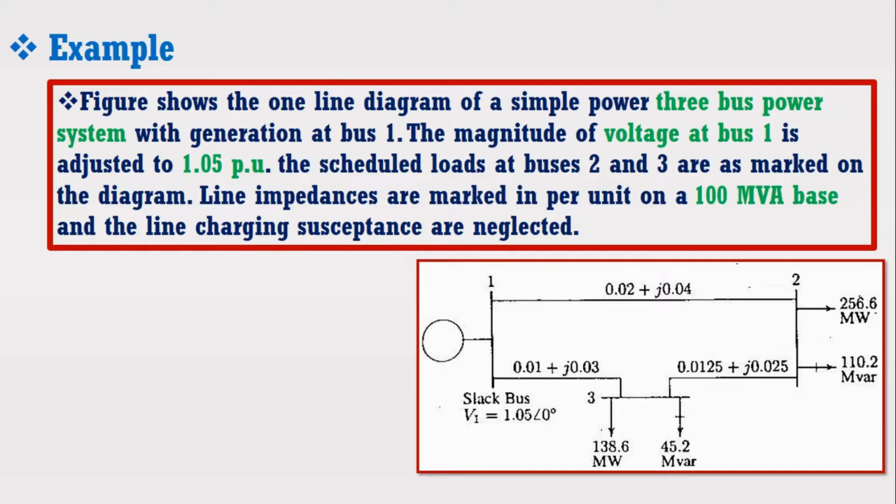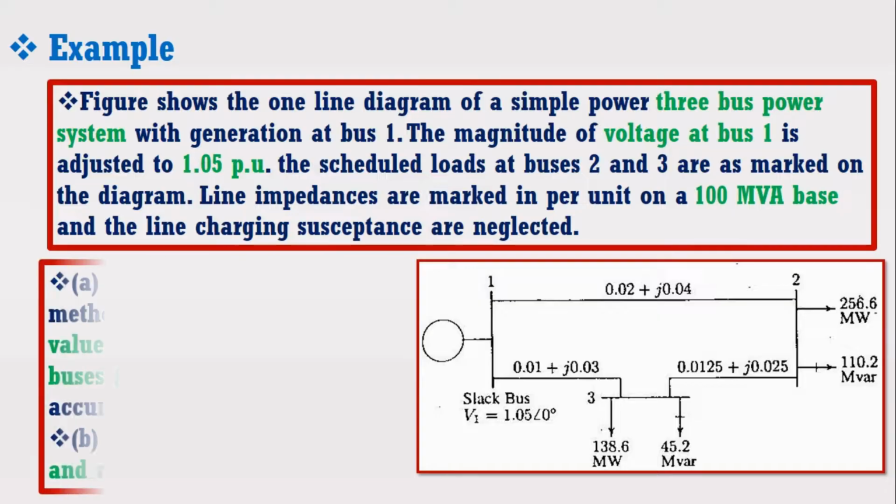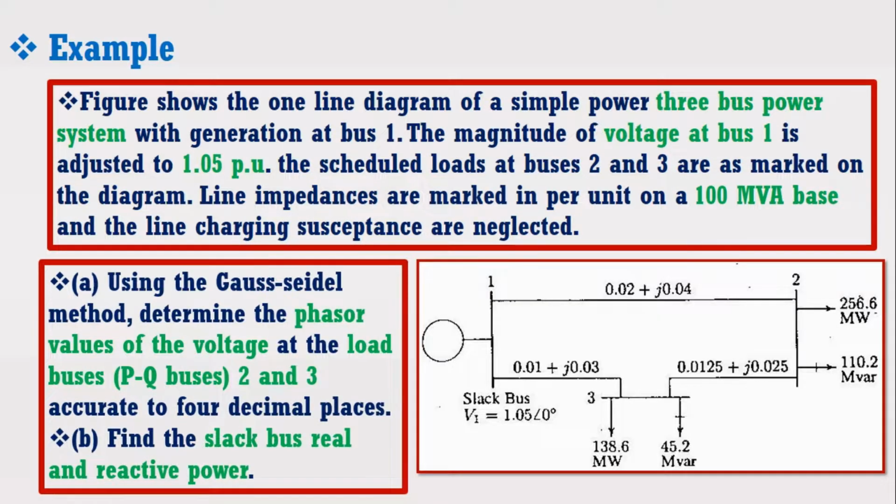Among 3 buses, bus 1 is slack bus, whereas bus 2 and bus 3 are PQ buses consisting of loads. Using the Gauss Seidel method, determine the phasor values of the voltage at the load buses 2 and 3 accurate to 4 decimal places. And we have to find the slack bus real and reactive power.